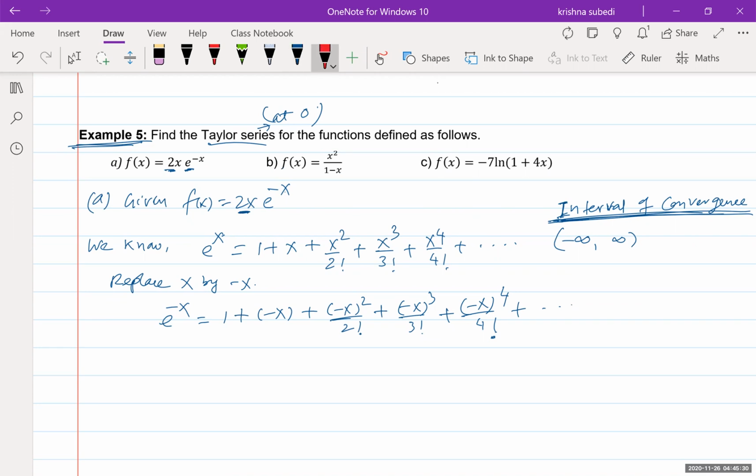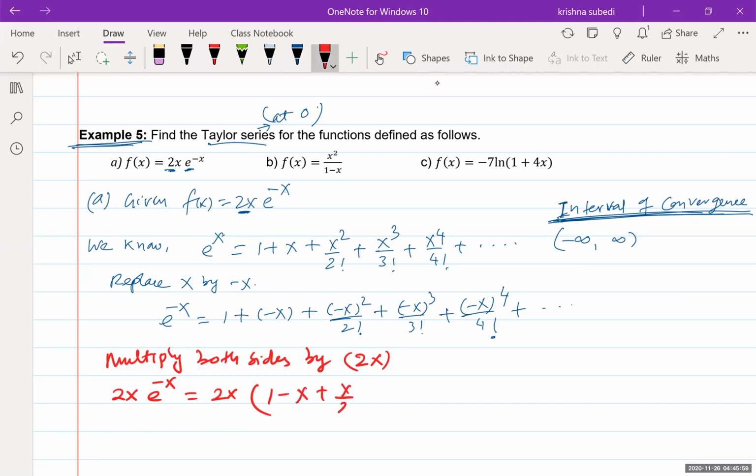So what you do is multiply both sides by 2x. We can do that, right? So if I multiply both sides by 2x, you're going to get 2x e to the negative x equals 2x, and then multiply everything there. So it's going to be 1 plus, 1. If you write this nicely, you'll get 1 minus x plus x squared over factorial 2 minus x cubed over factorial 3 plus x to the power 4 over factorial 4. It goes like that. That's it.